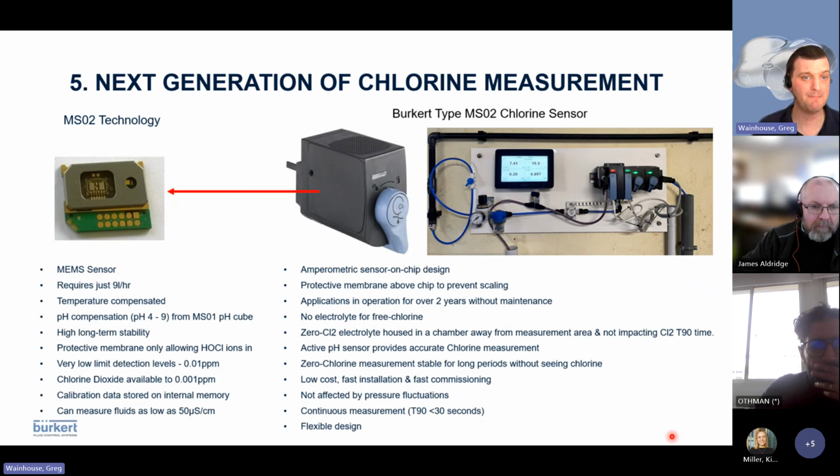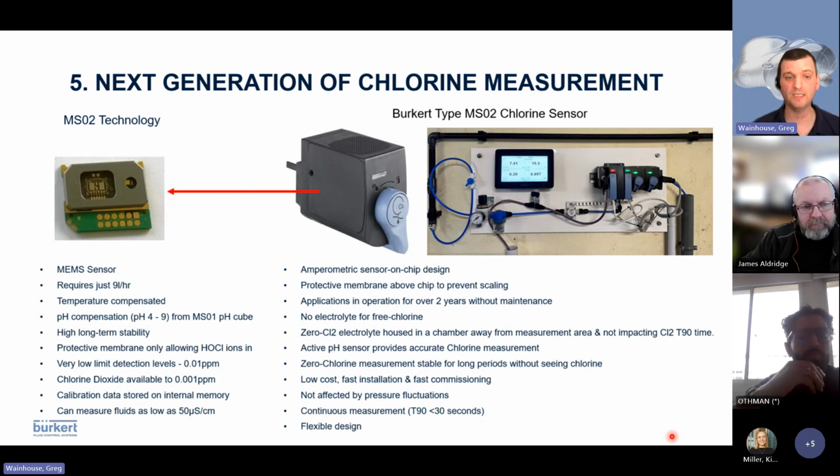We have the protective membrane, which only allows the hypochlorous ions to get to the actual sensor itself. We have very low detection limit levels as well, of 0.01. One of the applications I've got at the moment, we're actually measuring chlorine to 1/10 of that level as well. I mean, they're not verified, but we are getting measurements and readings, and we are quite confident about those as well. With chlorine dioxide, we can go to even lower levels, 0.01 ppm, but chlorine dioxide is a much stronger disinfectant process anyway, so it's not surprising that we can go much lower as well.